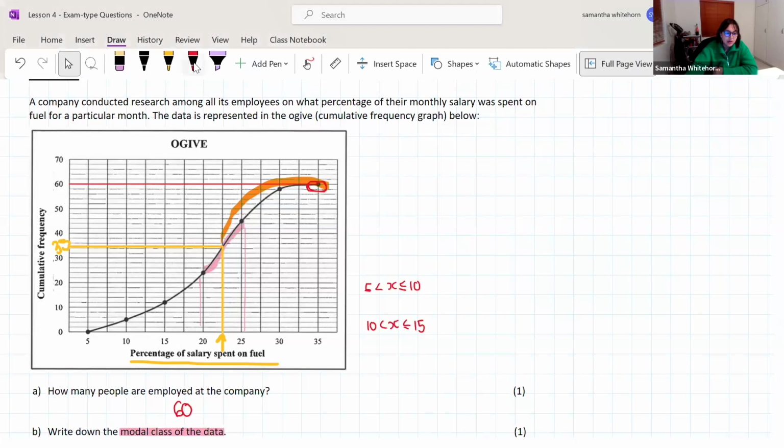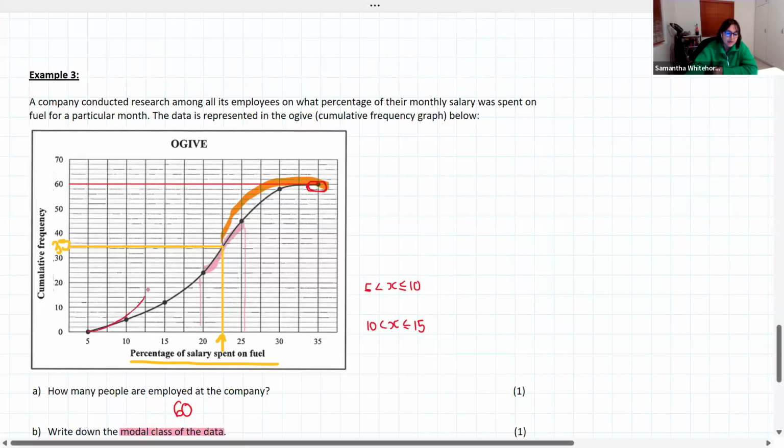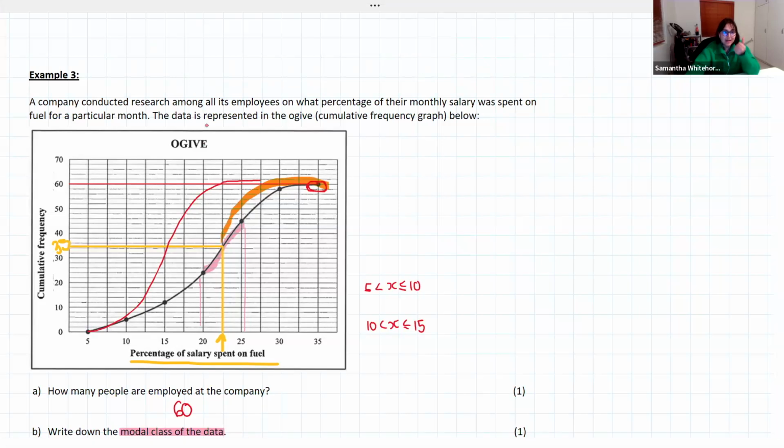And so what that means is that people are actually spending a smaller percentage of their salary on fuel. And so this ogive, I'm not going to draw it very beautifully, is actually going to get steeper and get to 60 a little earlier, or the 60 people a little earlier. Because of the fact that their income hasn't changed, they're spending the same percentage on fuel, but the fuel is more expensive. You can't buy as much of it if you're going to spend the same amount. You can't buy as much fuel.